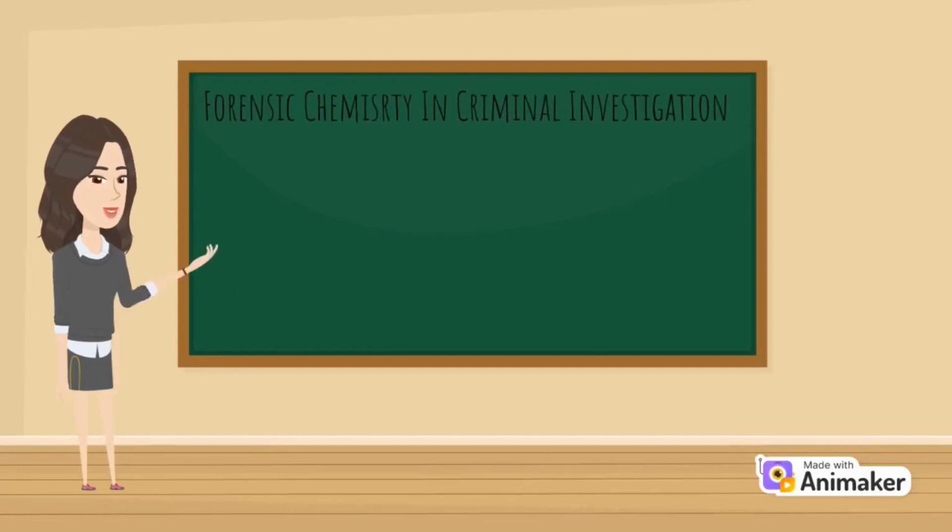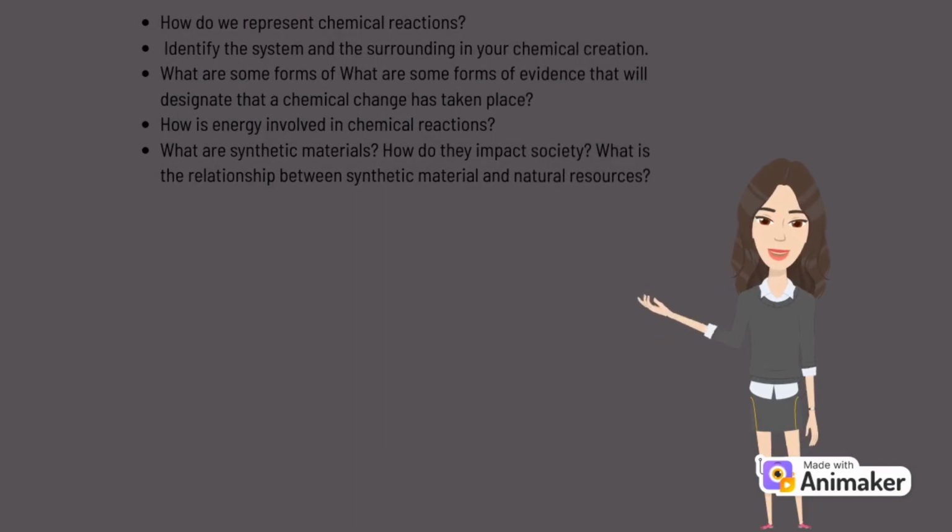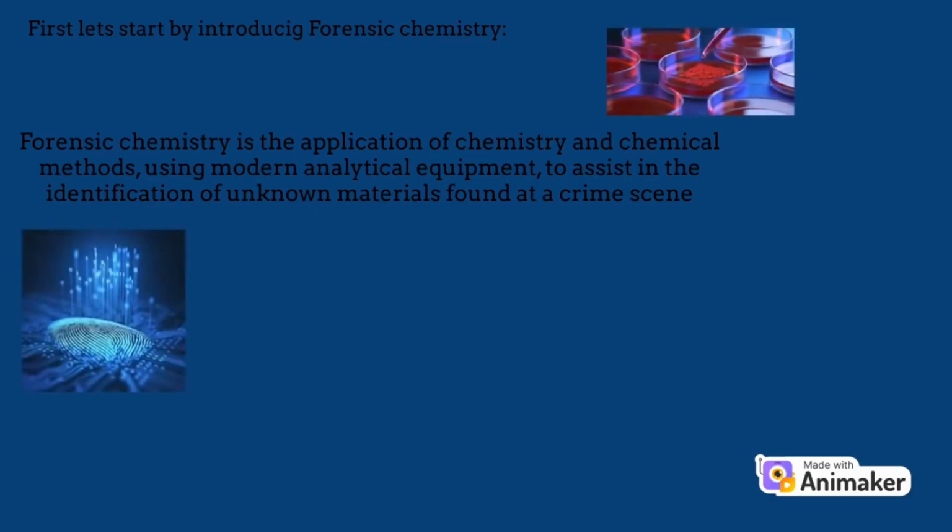Forensic chemistry in criminal investigation. I chose 5 questions from the list of questions you made about chemistry and how it's involved in criminal investigation. I'm going to give you examples answering those questions. First, let's start by introducing forensic chemistry. Forensic chemistry is the application of chemistry and chemical methods, using modern analytical equipment, to assist in the identification of unknown materials found at a crime scene.